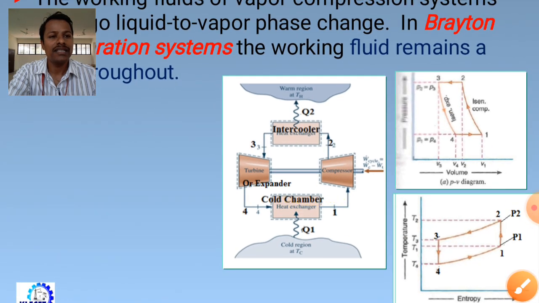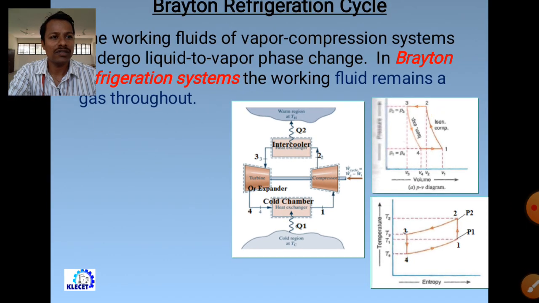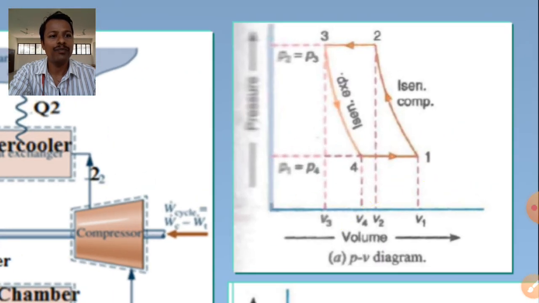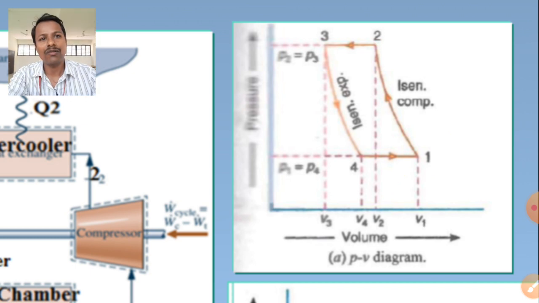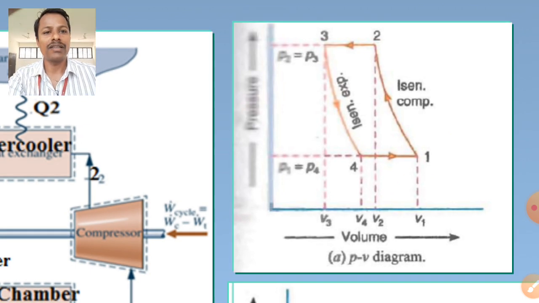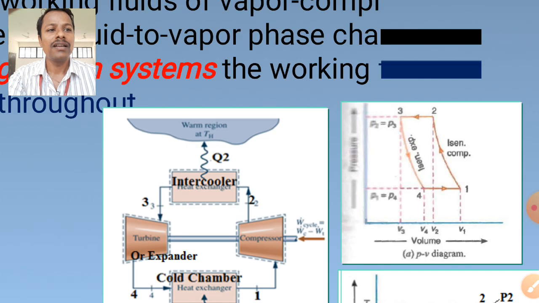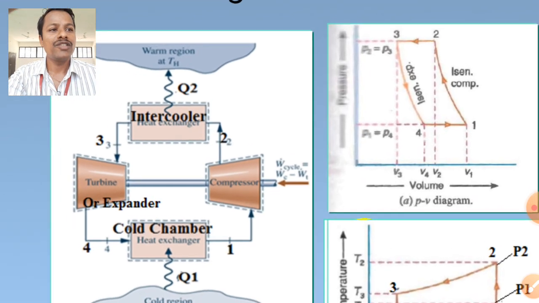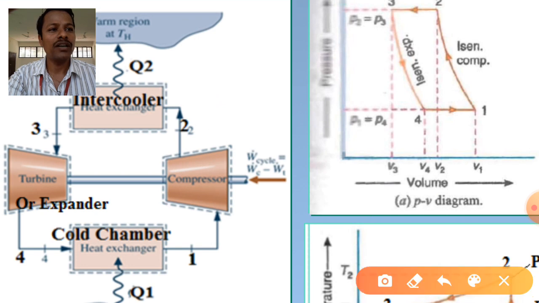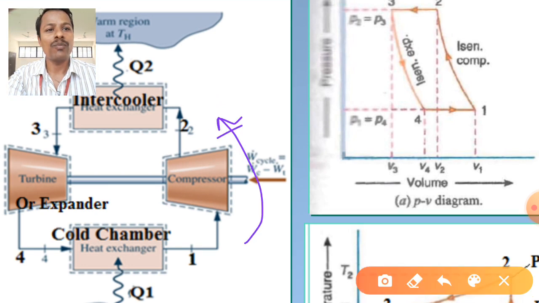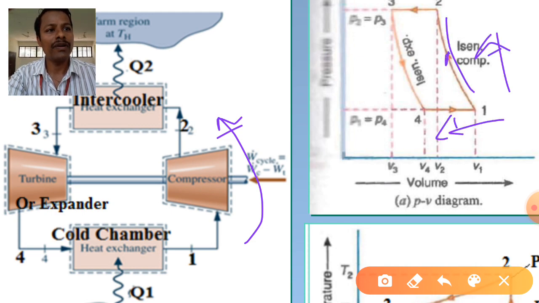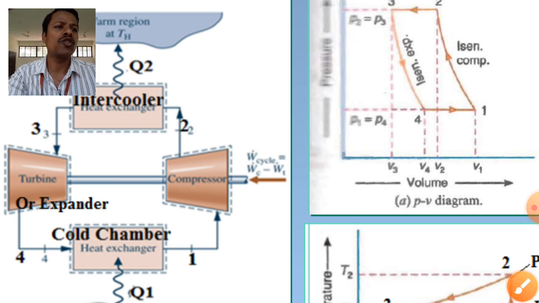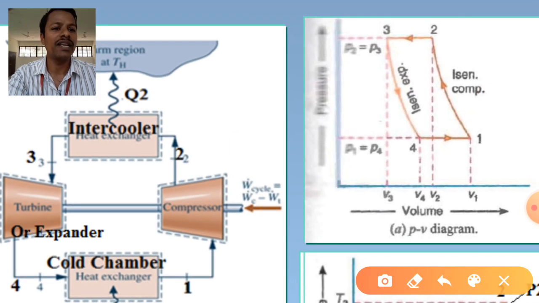If I consider all these 4 processes, then I can plot the pressure-volume diagram. This is the pressure-volume diagram for this cycle. Here, 1 to 2 is isentropic compression. As I compress, the volume reduces and pressure increases. This isentropic compression is shown on the PV diagram.